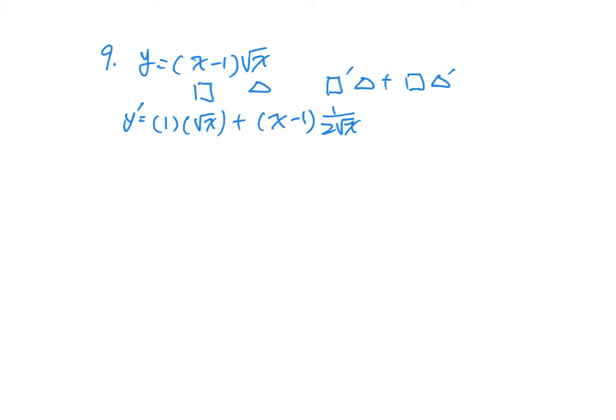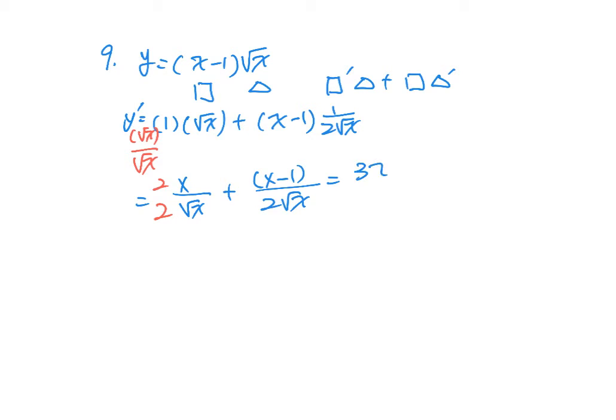Looks like we're going to find a common denominator. We're going to multiply by root x. Then we'll have x over root x plus x minus 1 over 2 root x. And check the answer key for number 9. I need a 2 on the bottom, so I guess we're going to put that 2 in there as well. Then we'll have 2x plus x, that's going to be 3x minus 1 over 2 root x. And we hope that's the answer, and yes, it is.